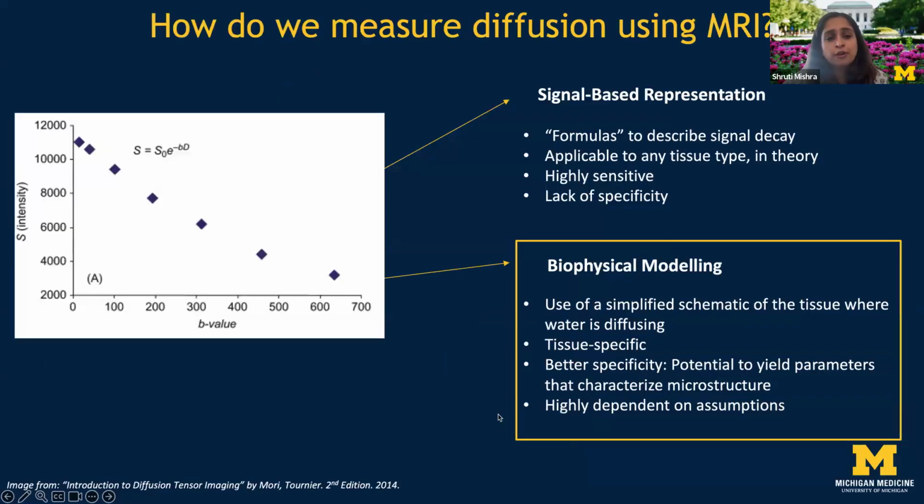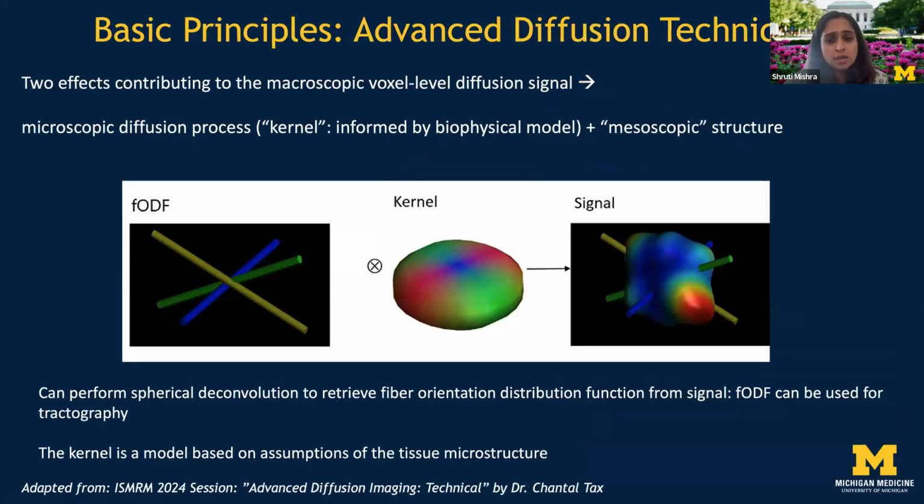But how does that differ from biophysical modeling techniques? The basic principle of many of these advanced methods is that there are two effects that contribute to the macroscopic voxel-level diffusion signal. One is the microscopic diffusion process, which we refer to as the kernel. And the second is the mesoscopic structure, which in the context of white matter is how bundles of axons are arranged within a voxel.